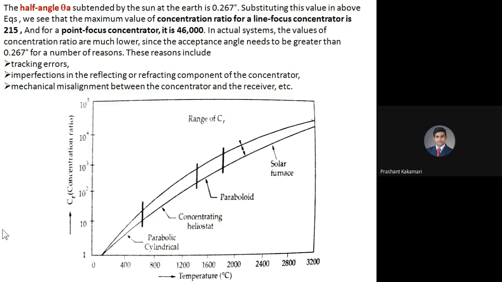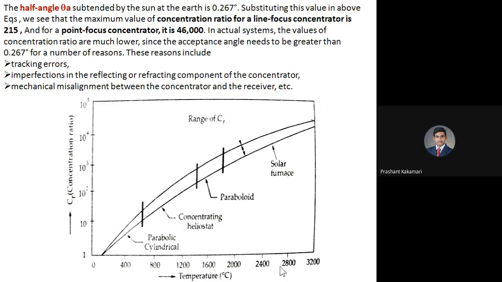Okay, if you maintain the concentration ratio below hundreds, then the temperature range you can see here, only up to 600 or 500, you can achieve. This is possible by parabolic cylindrical collectors. So depending upon the application requirements, one can choose the type of solar collector or the amount of concentration ratio to be maintained, to achieve the different temperature requirements.